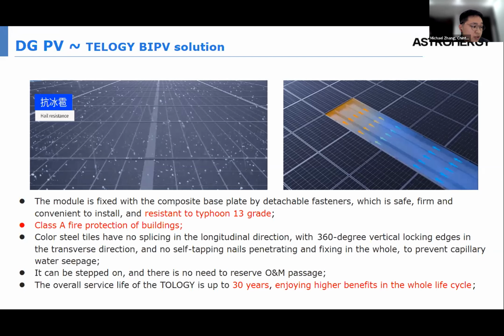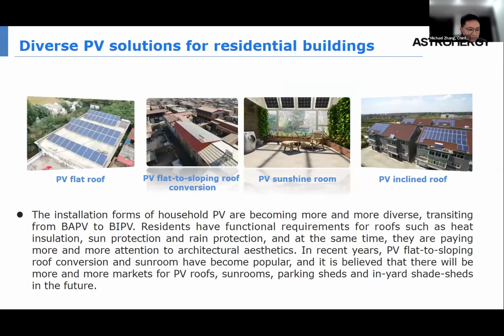The overall service life of the Telogy is up to 30 years. So the customer is able to enjoy higher benefits over the whole life cycle.